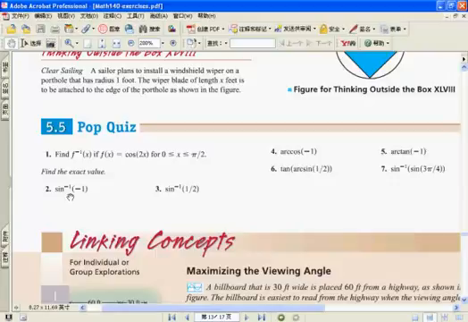Negative half pi, right? Sine pi is equal to 0. Sine half pi is equal to 1. And the sine of negative half pi is equal to -1. And also, this negative half pi is between negative half pi and half pi, so it's in the range of the arc sine. So that is the value for the inverse sine of -1.